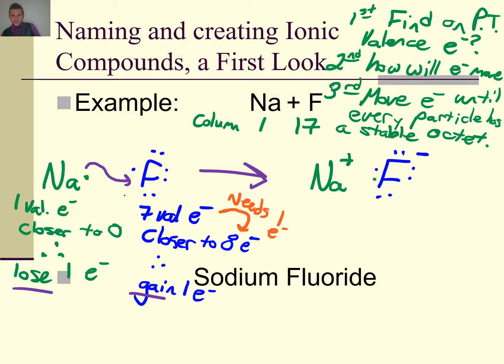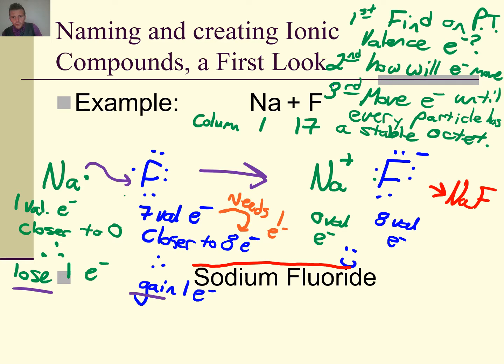So sodium has 0 valence electrons now. Fluorine has 8 valence electrons now, which is overall happy times for both of these. So then what we end up getting is a new compound that is going to be NaF. Our name is sodium fluoride.